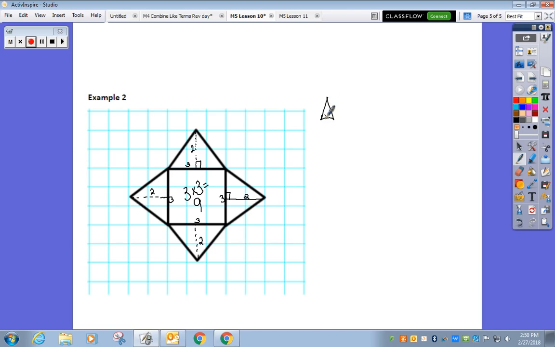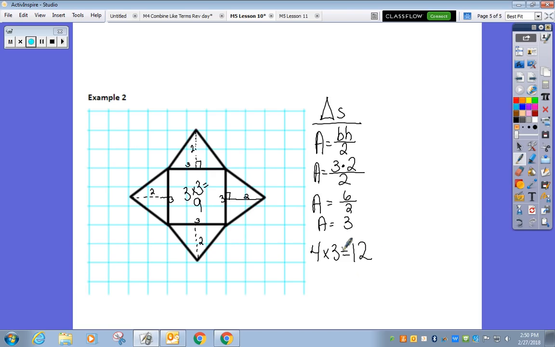So I like to kind of work to the side and do my areas for each. So area of a triangle formula is base times height divided by 2. So my base for each one is 3, my height is 2, and then I'll divide by 2. So I wind up with 6 divided by 2, or 3. Now that's for one triangle. We have 4 of the same size triangles. So I'd be doing 4 times 3 to get their total, which is 12. So all the triangles together have an area of 12.